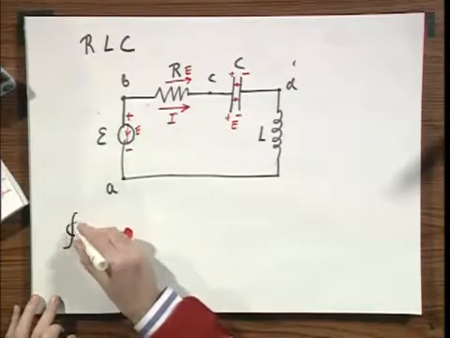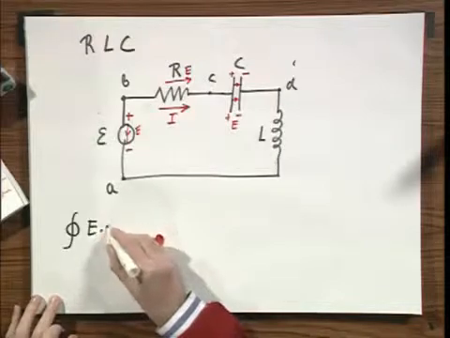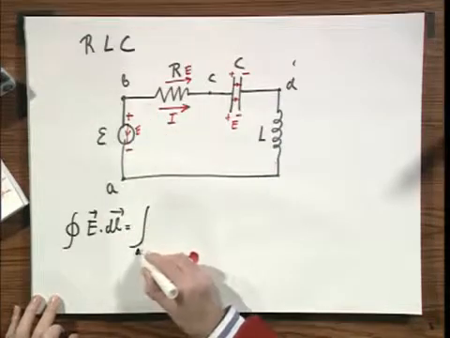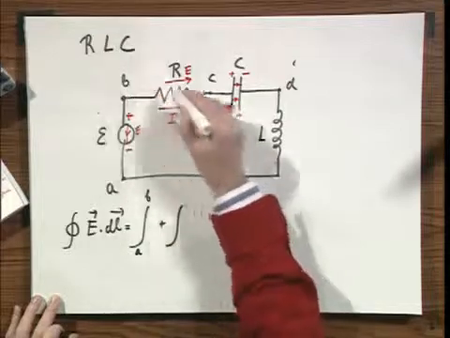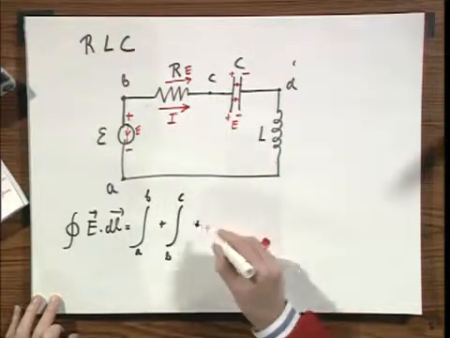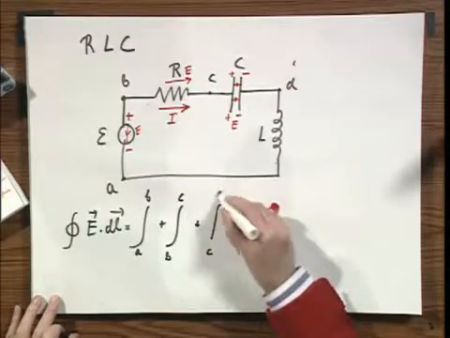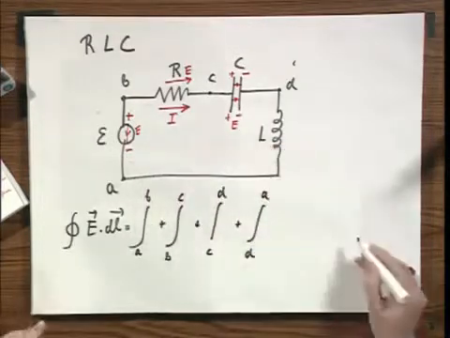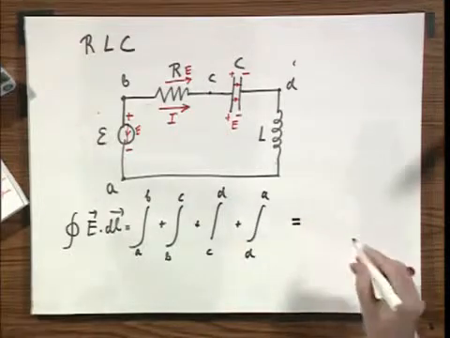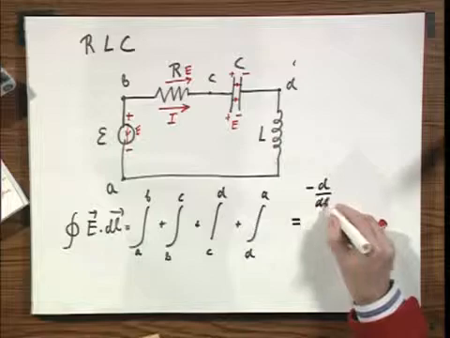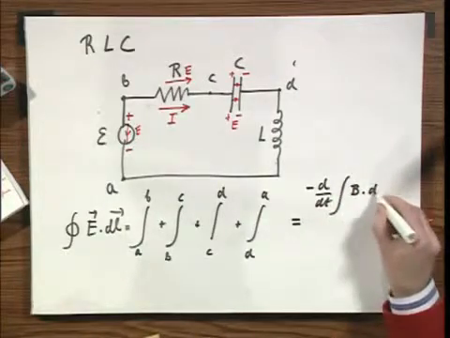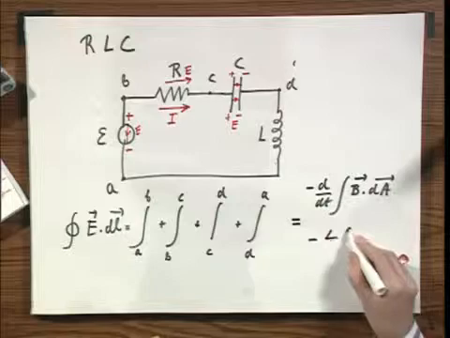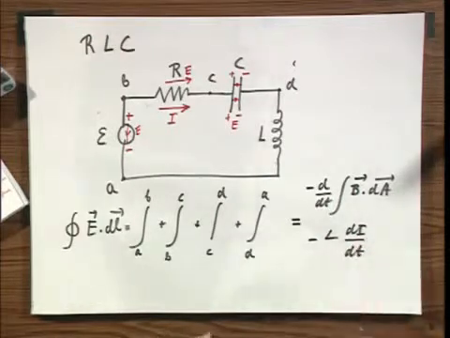So here comes Faraday's law, the closed loop integral of E dot dl. I split that up in the integral in going from A to B, plus the integral in going from B to C through the resistor, plus the integral in going from C to D through the capacitor, plus the integral in going from D back to A through the self-inductor. And this now, according to Faraday's law, equals minus d/dt of the magnetic flux through that open surface, B dot dA. And it also equals minus L di/dt. We discussed that last time, so I will not go into that.